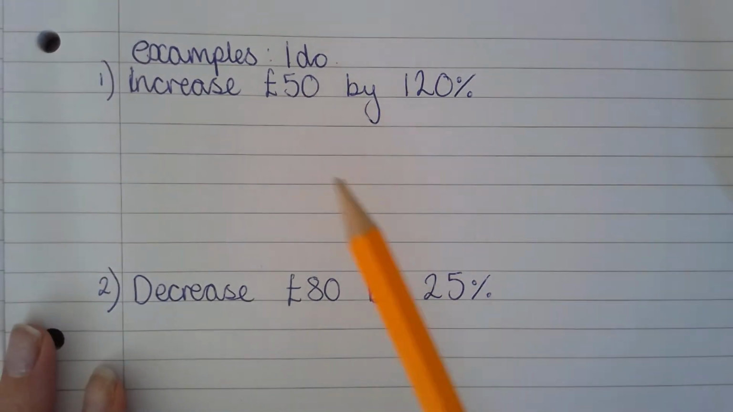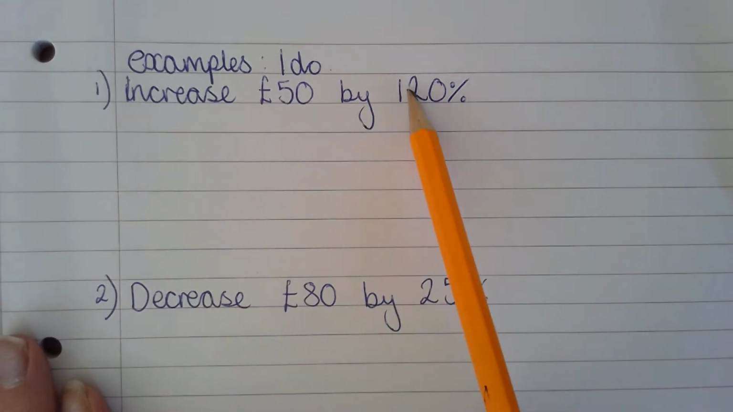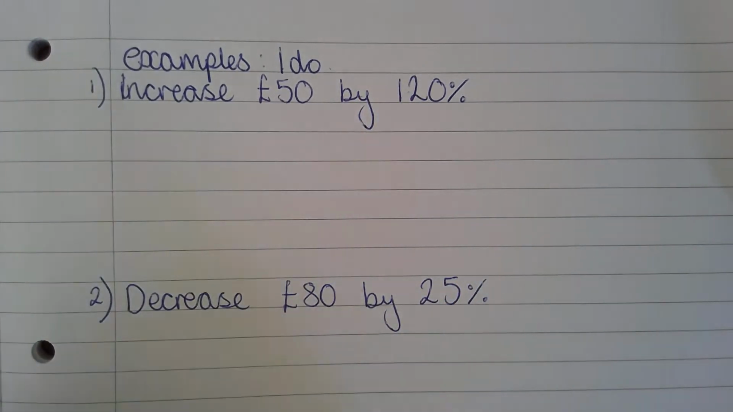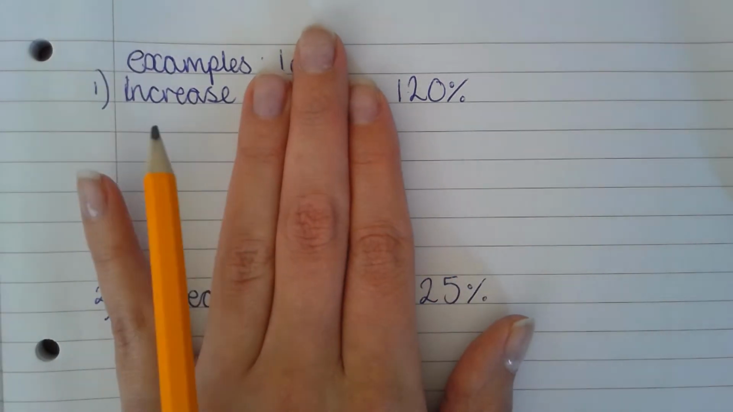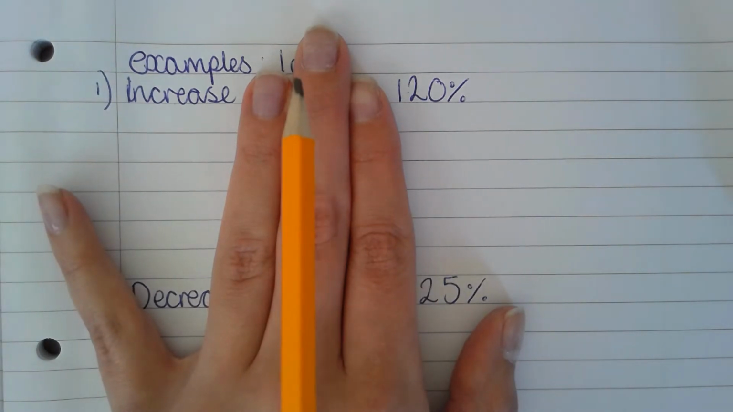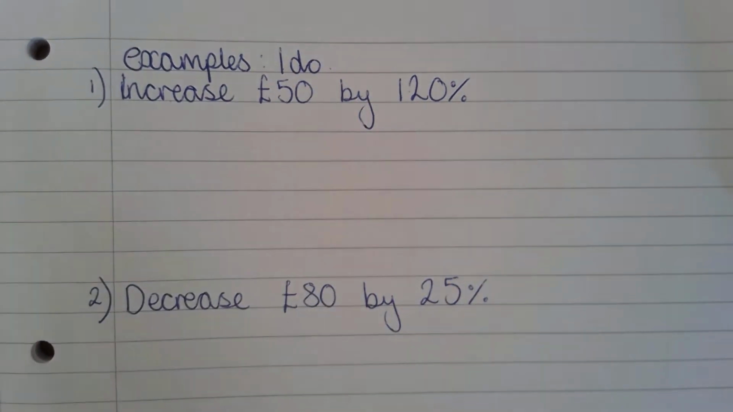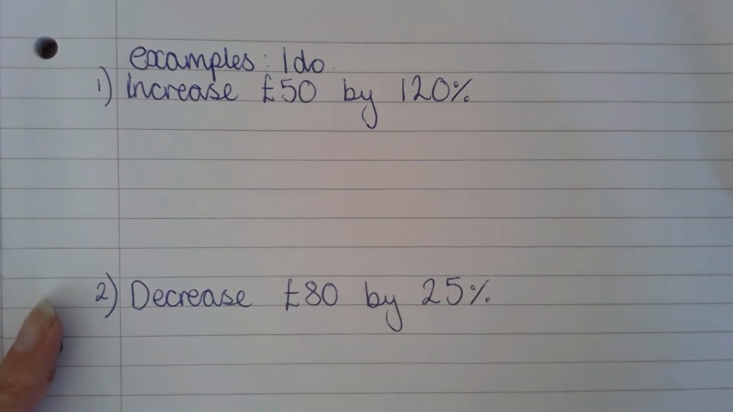So for these questions, we've got increase £50 by 120%. In the last video that you watched, we were just looking at a multiplier if we did an increase of 120%. We didn't have something that we wanted to increase. Okay, so we're going to continue with the steps that we did last time.